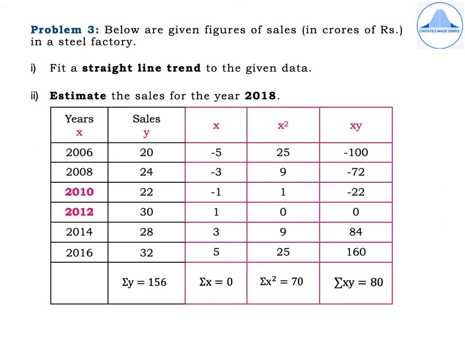Problem 3. Below are given figures of sales in crores of rupees in a steel factory. First subdivision, fit a straight line trend to the given data. Second, estimate the sales for the year 2018. In the first column, we have the years as 2006, 2008, 2010, 2012, 2014, and 2016. And the sales are 20, 24, 22, 30, 28, 32. Mark the first column as X, second column as Y, and you get summation Y equal to 156, and form three more columns, that is X, X square, and XY, for which we have to find out their totals.